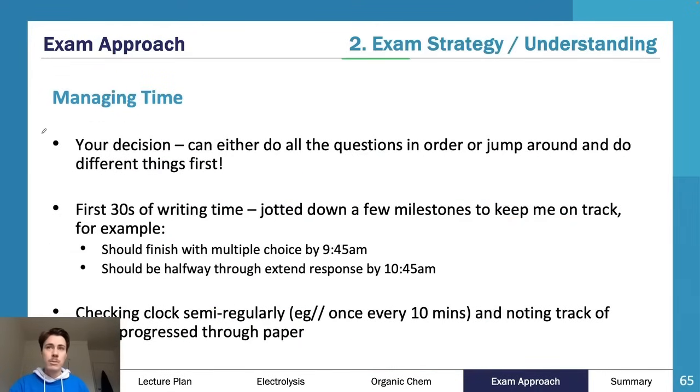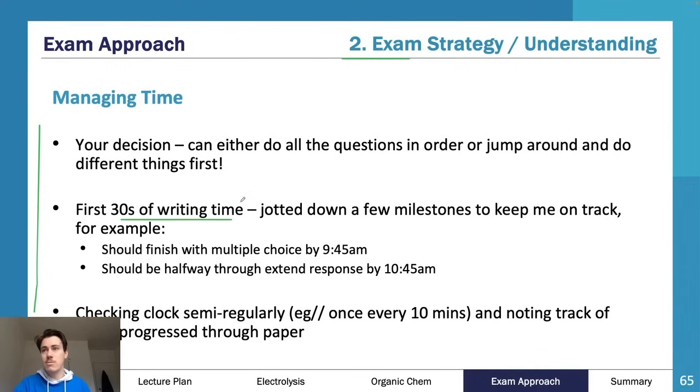Exam strategy. I think before you start doing exams, you need to think about some strategies of how you're going to approach things. And then if you have multiple different strategies you come up with, when you start doing practice exams, you do each of them and figure out which one works better. But it's really your decision. You can either do all the questions in order or jump around. You just need to figure out what you want to do.